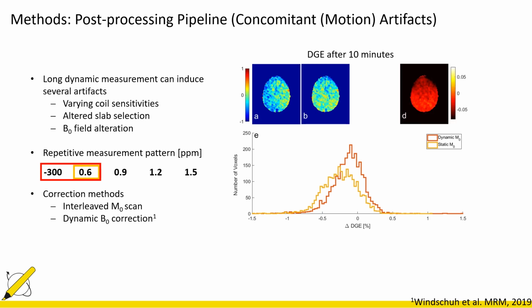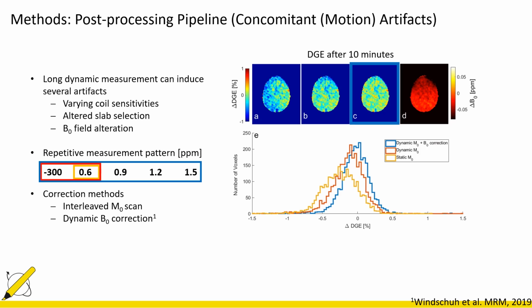Still, when we look at the B0 inhomogeneity map after that 10 minutes, you can see a clear correlation between image B and image D. Therefore, we used the other measurements at these frequency offsets to perform a dynamic B0 correction as shown by Vinchu et al. And then you can see in image C a flat contrast, and also the histogram is very narrow and looks like a normal distribution around 0.